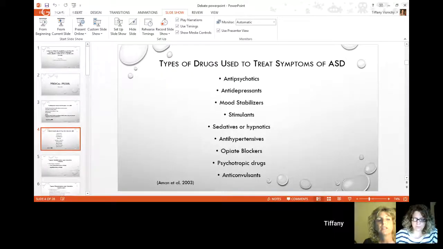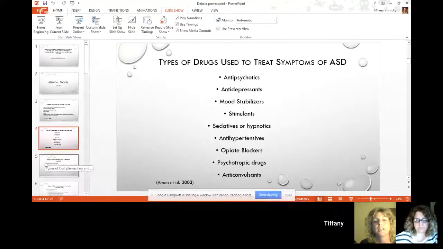Anticonvulsants are also used in the medical industry to treat seizures, and stimulant medication is used to treat attention deficit or attention deficit hyperactivity disorder. Also, in this medical model, they use lithium to help with aggression. Using medicine to treat symptoms can improve the quality of life in individuals and their families.